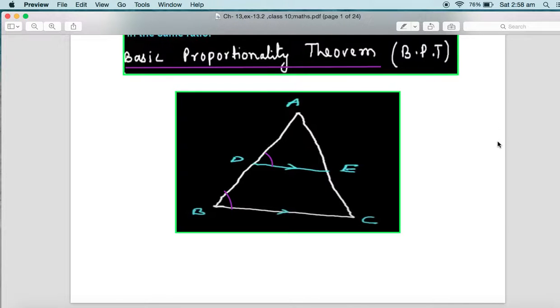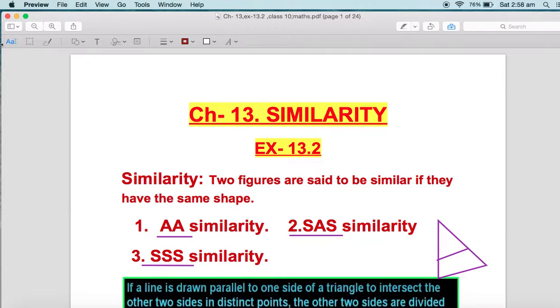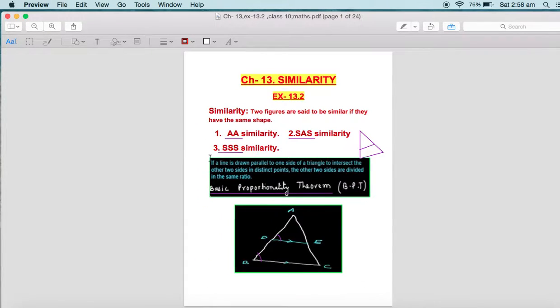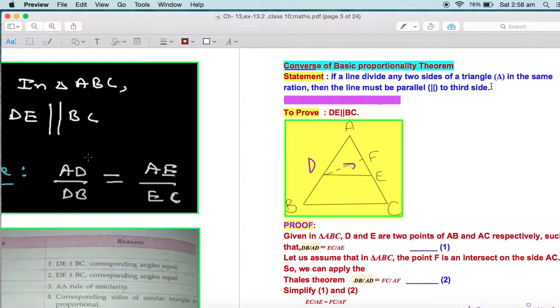Further, the next is the converse of the BPT theorem, the basic proportionality theorem. Now let us see what it is. The converse of BPT is: if a line divides any two sides of a triangle in the same ratio, such that AD upon DB equals AE upon EC, then the line must be parallel to the third side. Which line? The line joining these two points. DE should then be parallel to BC.